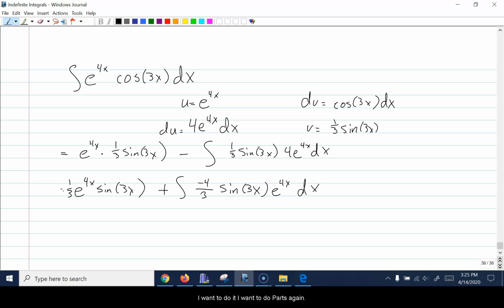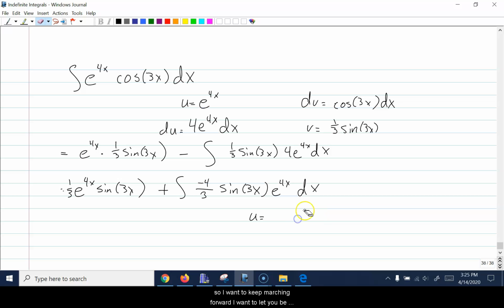I want to do parts again. What do I want my new parts to be? It's going to be tempting to let u equal negative 4/3 sine 3x. But hopefully we learned the lesson that when you do parts twice, you don't want to undo the old thing. If the u is the thing that came from being v, then I'm about to untie the knot that I just tied and just turn my integral back into itself, the original version. I don't want to do that. So I want to keep marching forward.